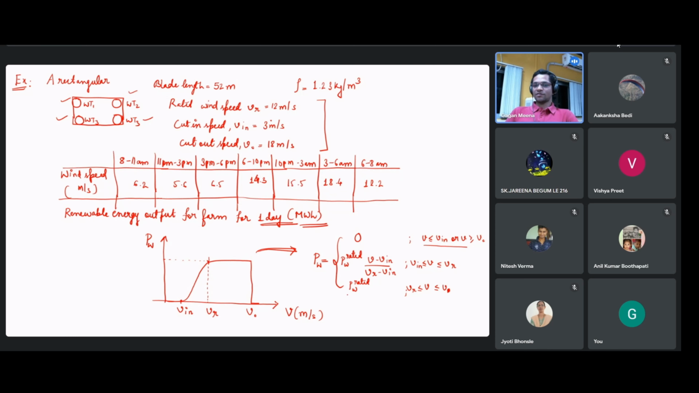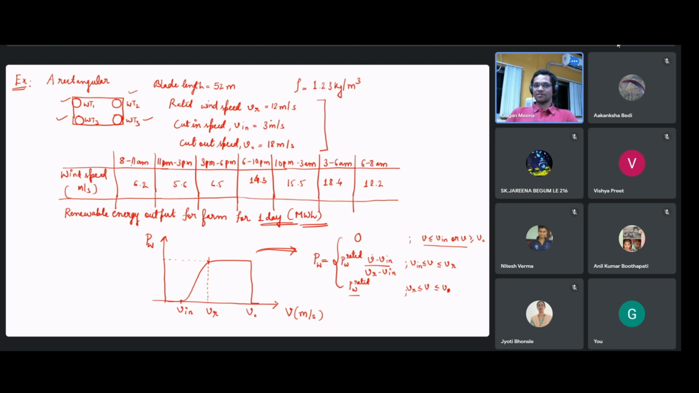So first of all, we have to find this. Here we know the wind speed, we know the cut-in speed, we know the rated speed. We don't know this rated power. So first of all, we have to find this rated power. Then we have to find the energy for each time block. Based upon this formula, we have to see what the wind speed is, and depending upon the wind speed, we have to choose whether it is zero, this, or PW rated. So let us first see, based upon wind speed, which PW among these three applies for each time block.